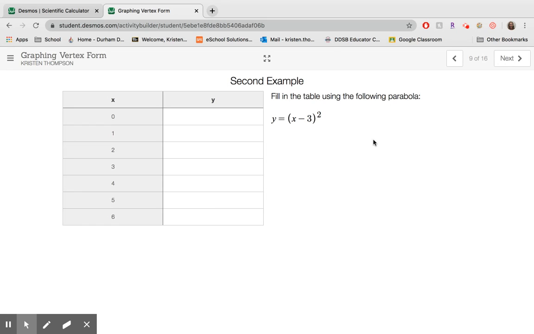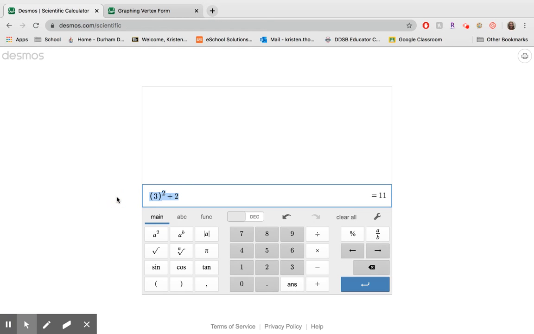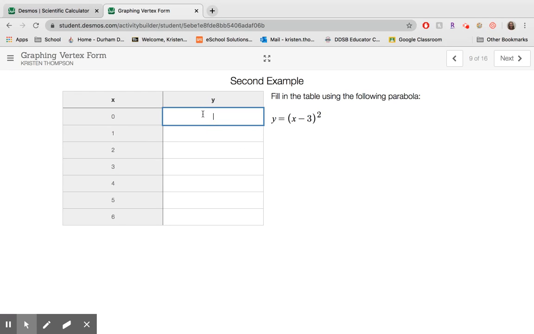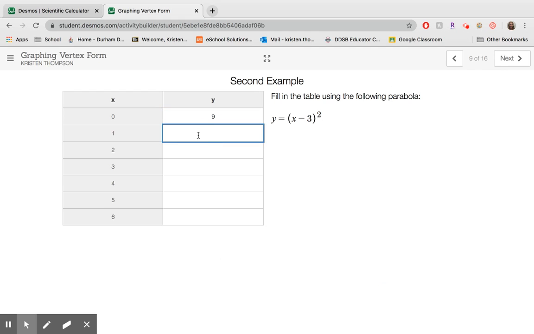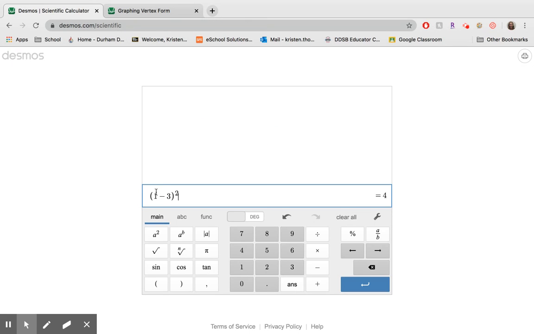Next one. So this one has a value inside the bracket, so inside the square. So if I was to put 0 in for x, minus 3 and squared. So 0 minus 3, and I'm going to square it. I get 9. Then I have 1 minus 3 squared is 4. Then 2 minus 3 squared is 1.